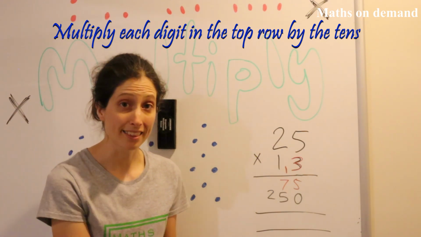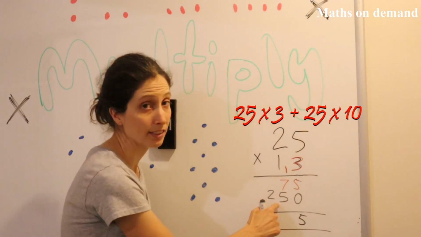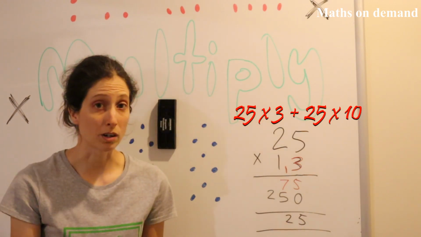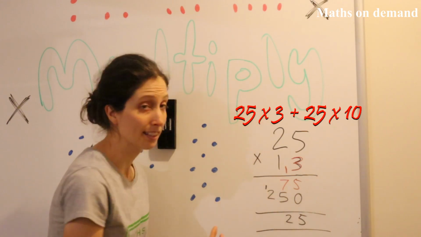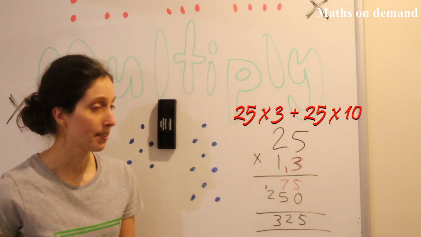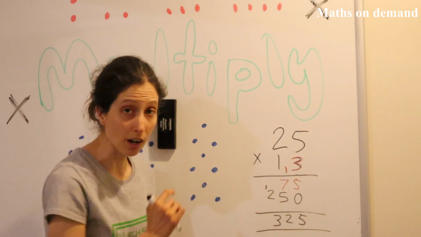Now what we have to do is add them together. 5 plus 0 is 5. 7 plus 5 is 12. And remember, we only write the 2 down here because that's part of the ones in 12. And the tens from the 12 goes up here. We carry it. 1 plus 2 makes 3. And then our final answer is 325.